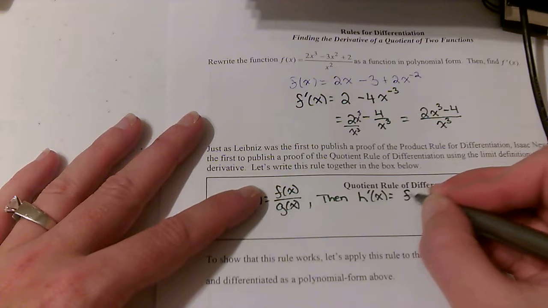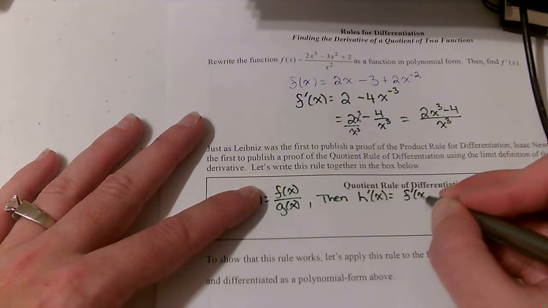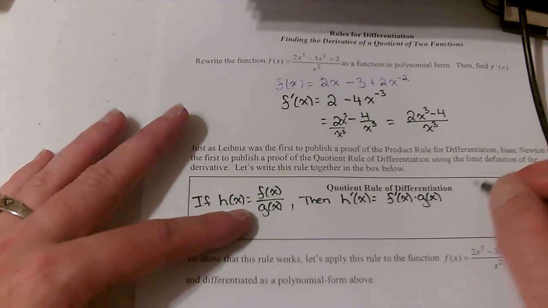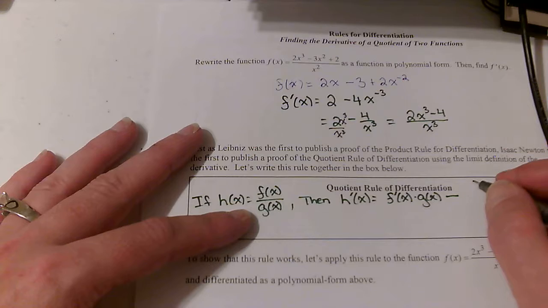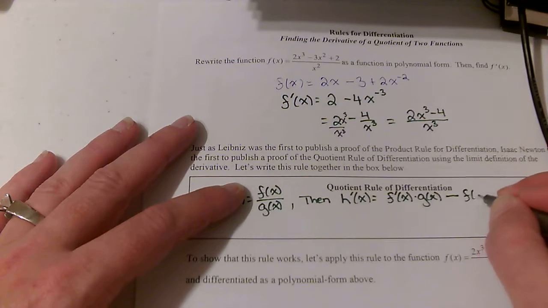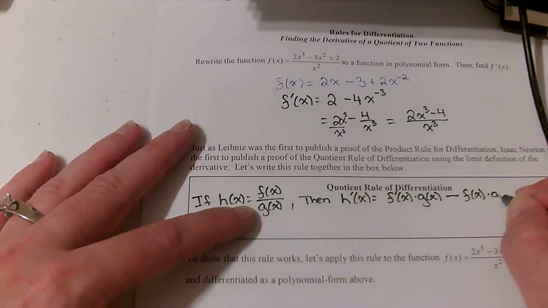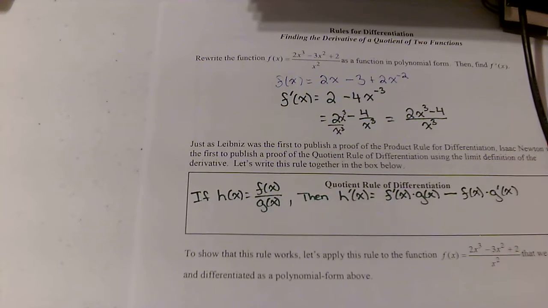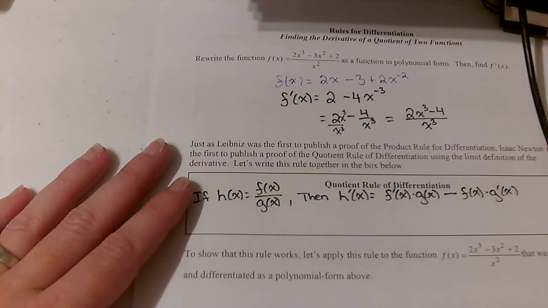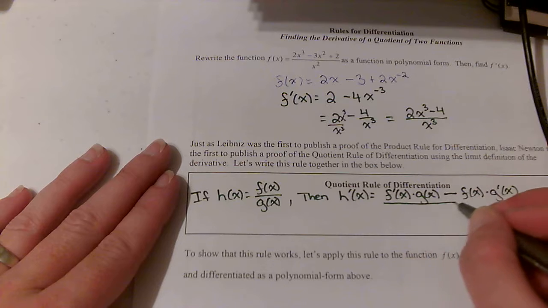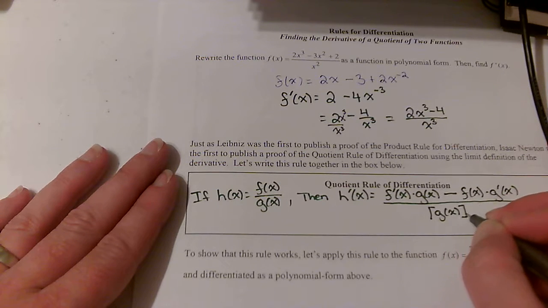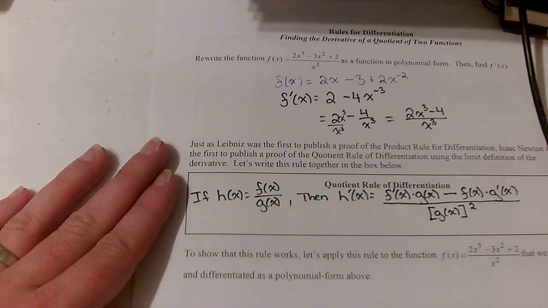the derivative of the first times the denominator minus the first, just like it was, times the derivative of the denominator. Notice how similar that is to product rule, but with the minus. But then it has one more thing. We're going to take that denominator, g of x, and square it.